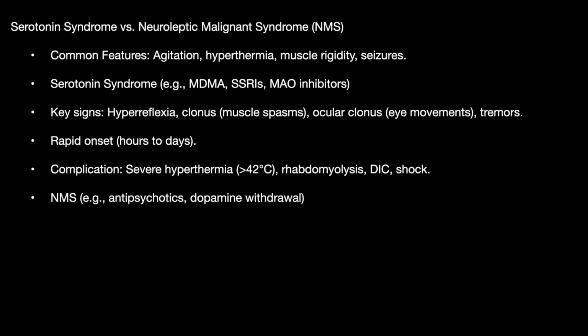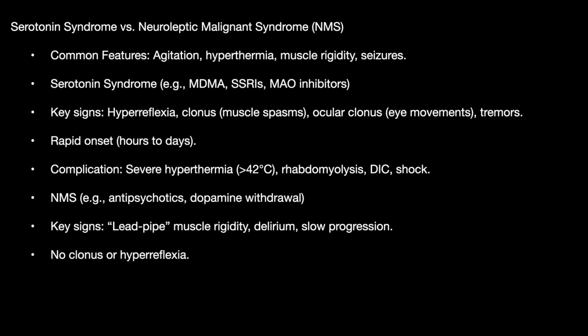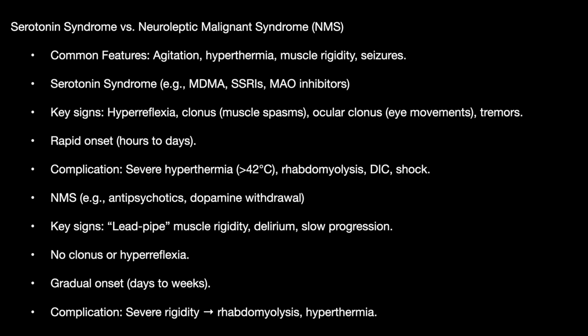and shock. In neuroleptic malignant syndrome, which can be caused by antipsychotics and dopamine withdrawal, the key sign is lead pipe muscle rigidity, delirium, and slow progression. There is no clonus or hyperreflexia. It has a gradual onset, a more prolonged onset than the sudden onset of serotonin syndrome. The complication here is that because of the severe rigidity, you will have rhabdomyolysis and hyperthermia.